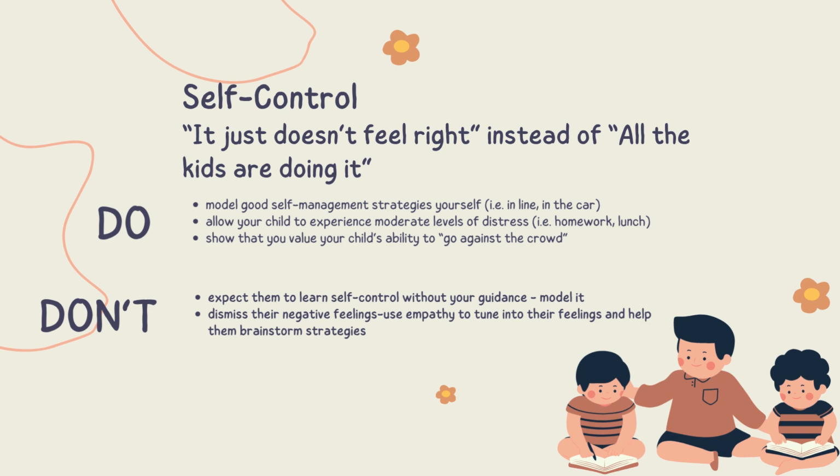Things we want to try to avoid when we're fostering self-control are not expecting them to learn it without our guidance. So we have to model self-control for them. You also want to try to avoid dismissing their negative feelings. So using empathy, which goes back again to love and logic. So we want to tune into their feelings, help them brainstorm strategies, and solve their problems.